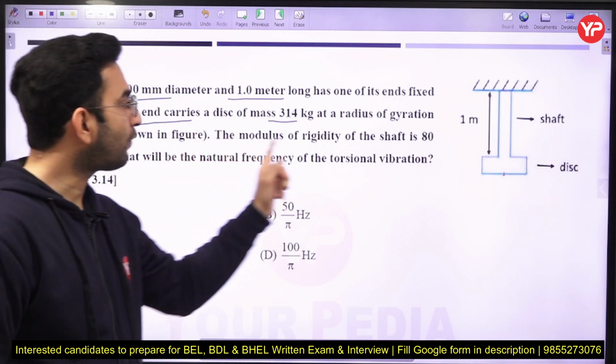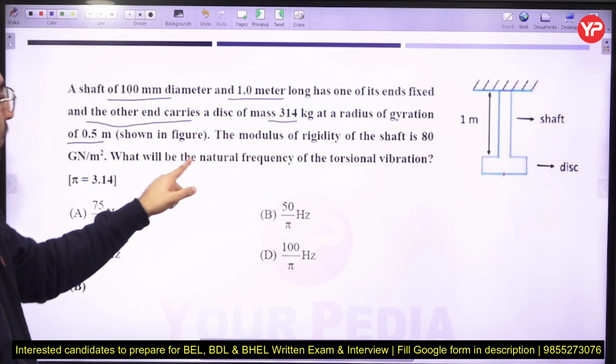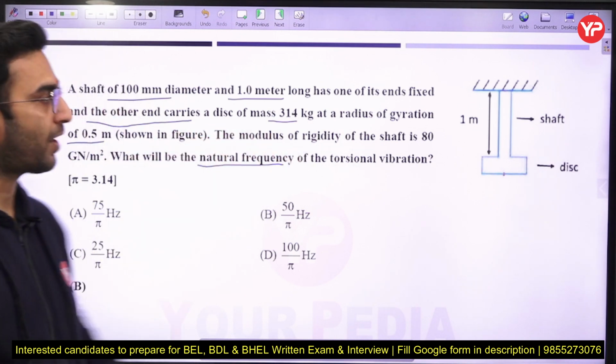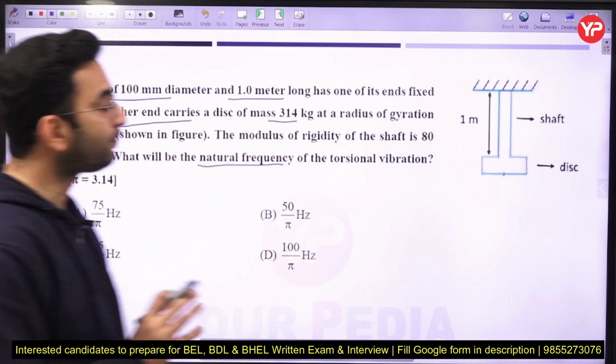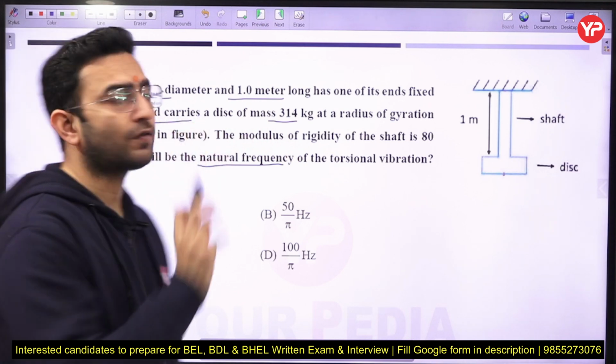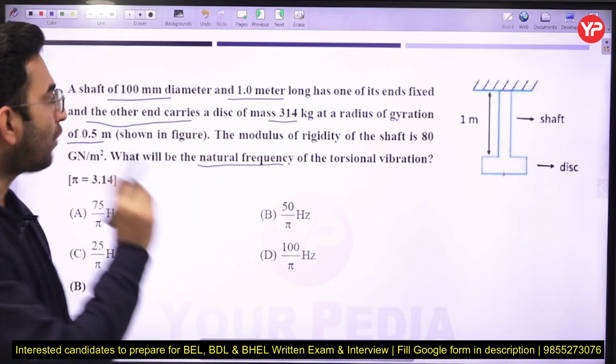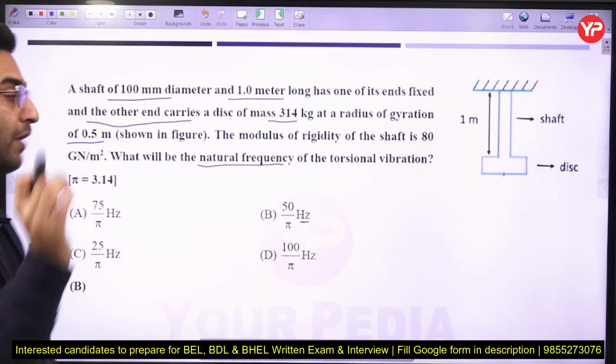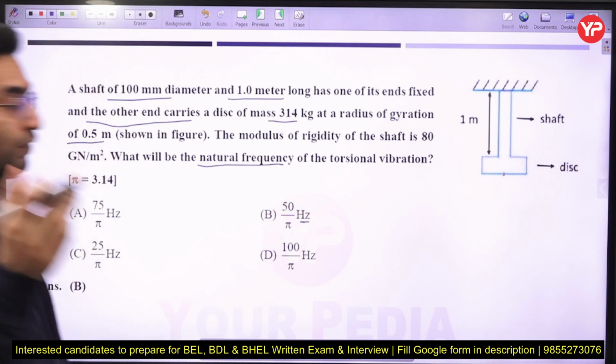In that case you have to find out the natural frequency of the shaft, and the modulus of rigidity is given to you. Okay, so now just see, in this case this is a case of torsional vibration. So if you want to find out the value of the natural frequency in hertz here, again you have to find out the value of the linear natural frequency.